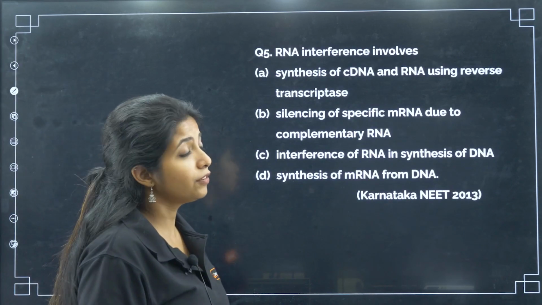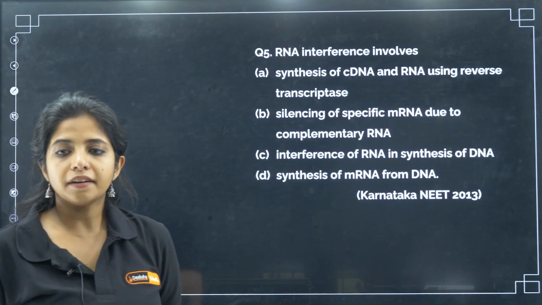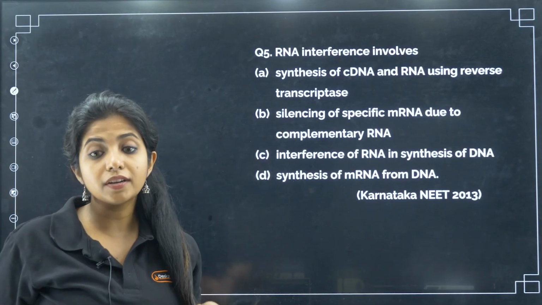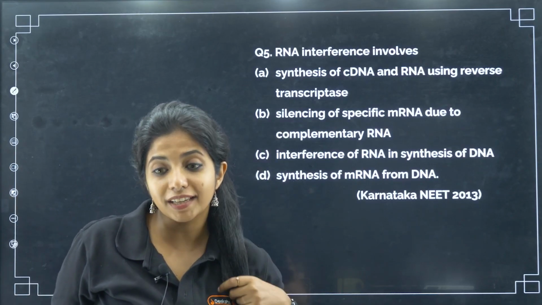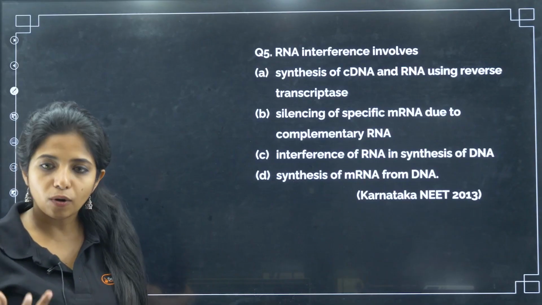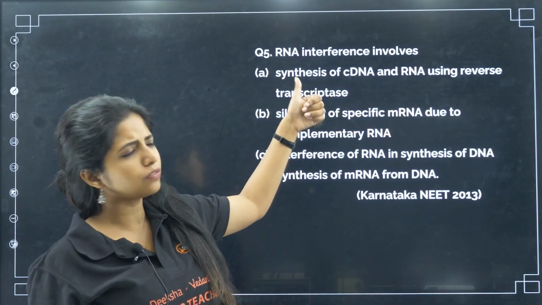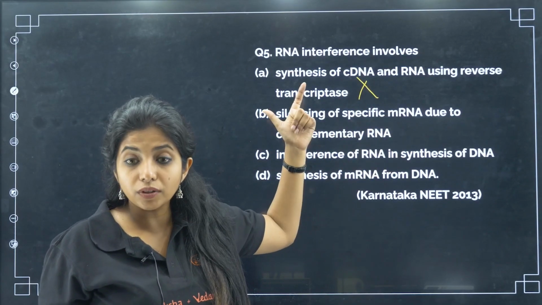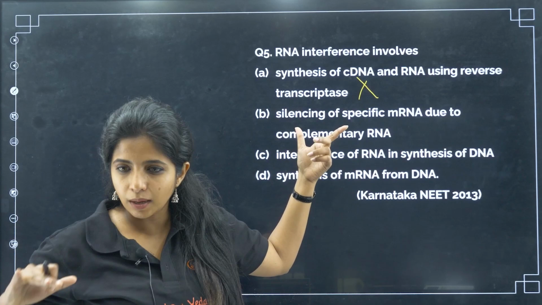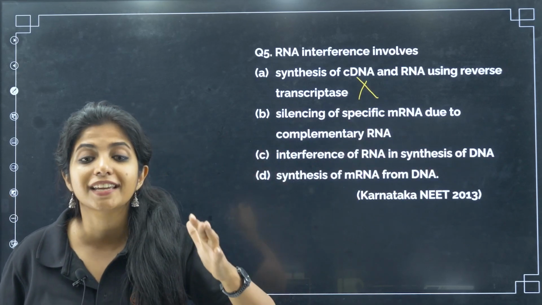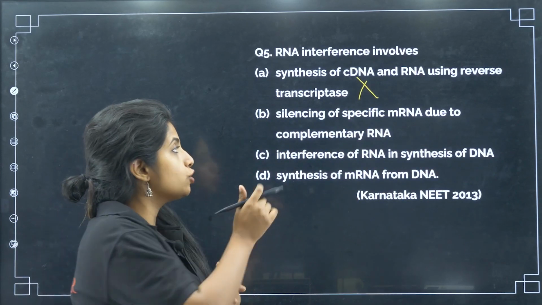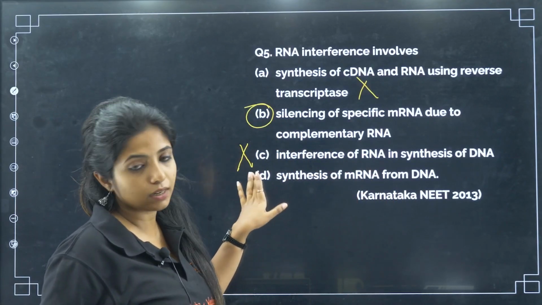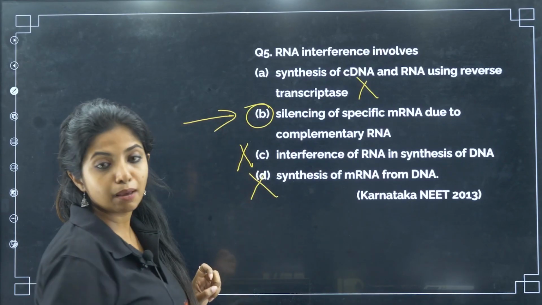Now fourth, RNA interference involves synthesis of cDNA and RNA using reverse transcriptase, silencing of specific mRNA due to complementary RNA, interference of RNA in synthesis of DNA, synthesis of mRNA from DNA. I already told you, synthesis of complementary DNA and RNA using reverse transcriptase is way too complicated, so let's exclude it. Silencing of specific mRNA, yes, that is what RNA interference is. You're silencing specific mRNA due to a complementary RNA you are giving. That is why it becomes double stranded. So this would be the correct answer. Interference of RNA in synthesis of DNA would be wrong. Synthesis of mRNA from DNA would also be wrong. Your only correct statement is B.